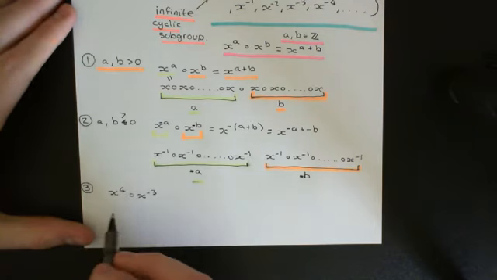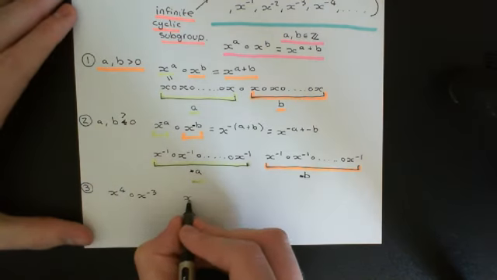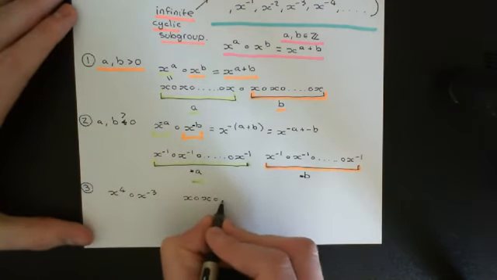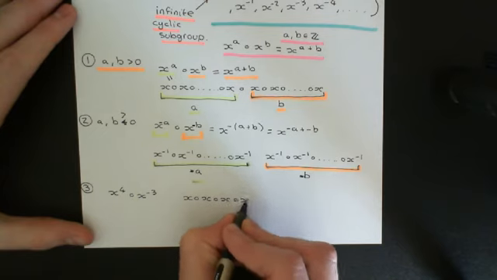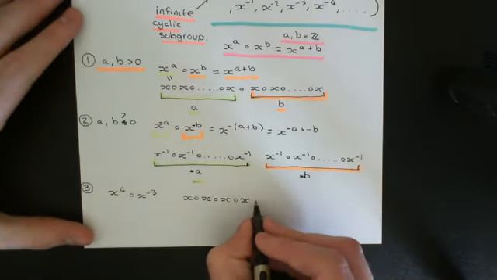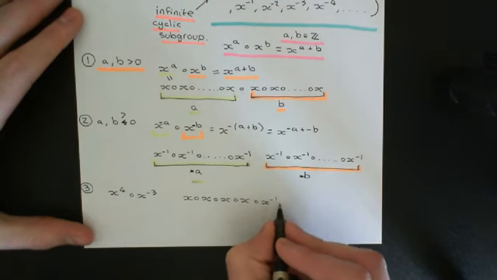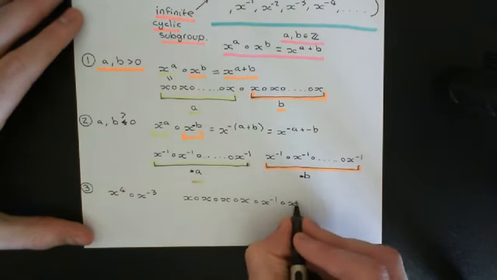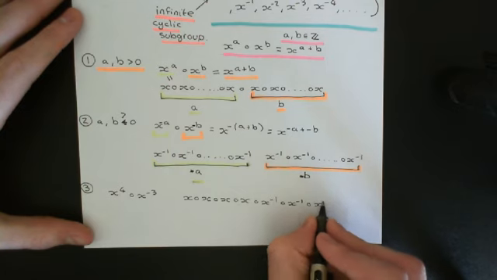Okay, what does this actually mean? Well, x to the power of 4 just means x composed with x composed with x composed with x, 4 times, and then x to the power of -3 means x to the power of -1, x inverse, composed with itself 3 times, like so.